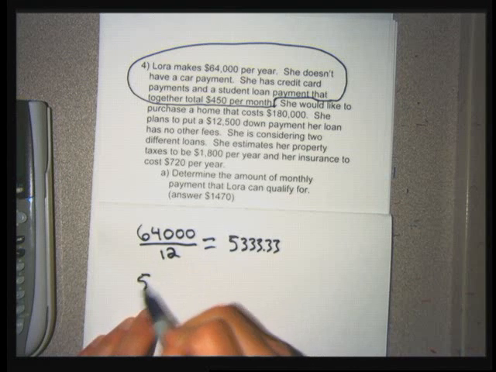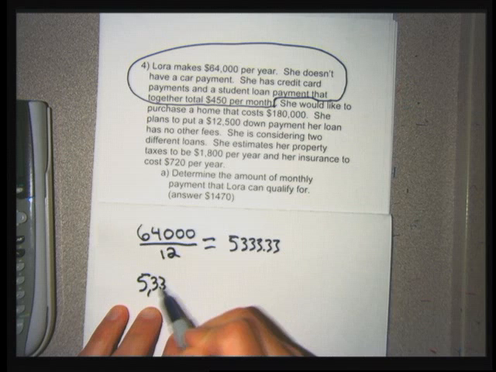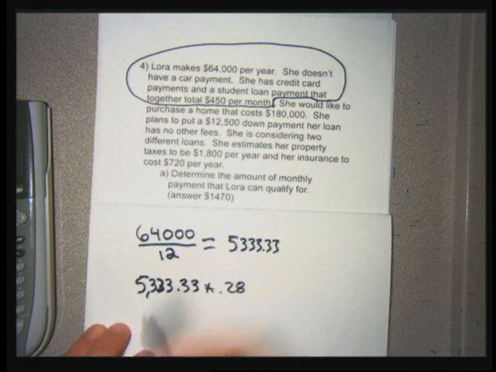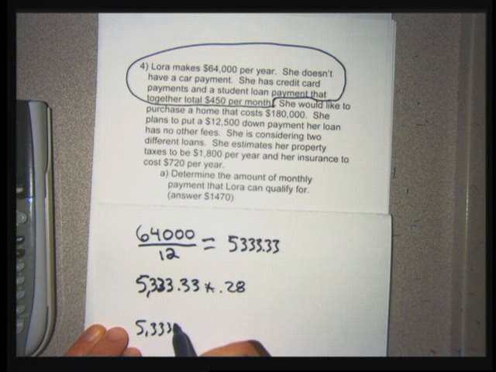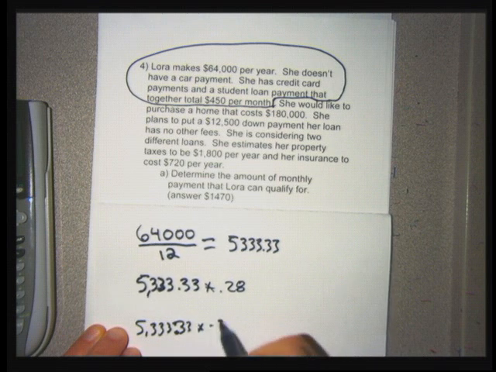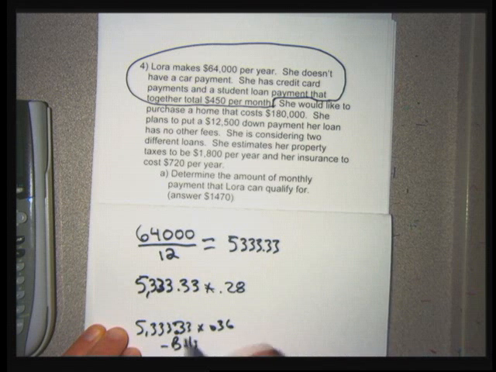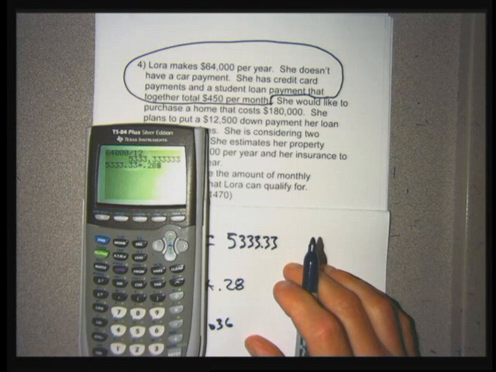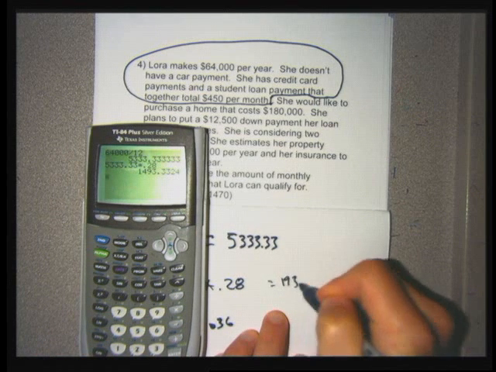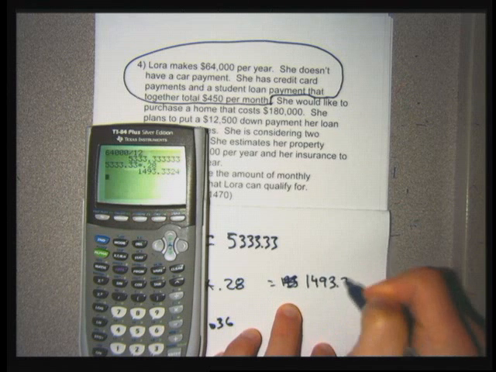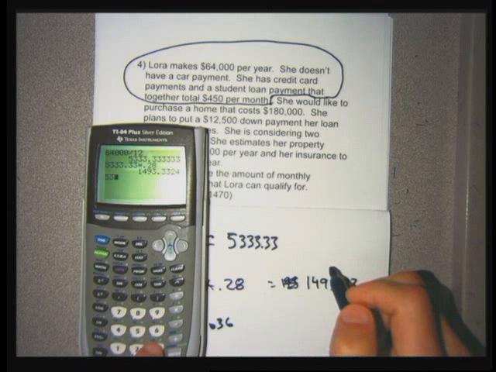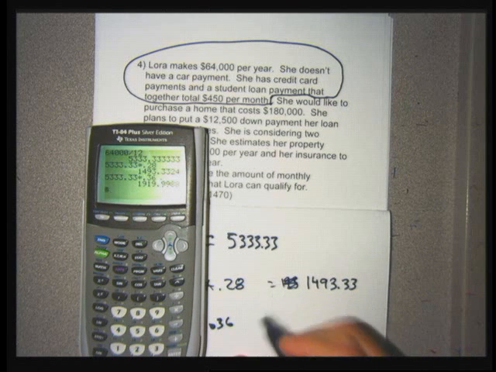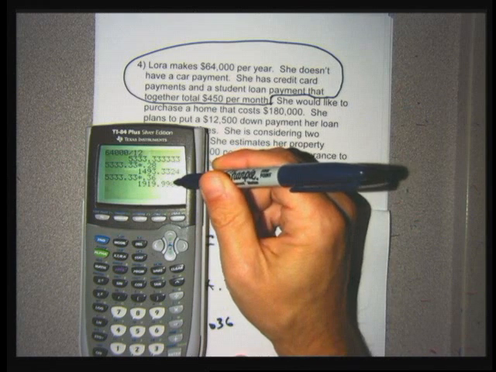Now I'm going to compute 28% and 36% less fees, and take the smaller of the two amounts. So $5,333.33 times 0.28 gives me $1,493.33. Then I'm going to do the next computation, $5,333.33 times 0.36, which gives me something again that needs to be rounded up. That's $1,919.9988. It's going to round up to $1,920.